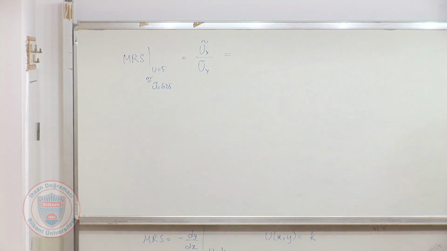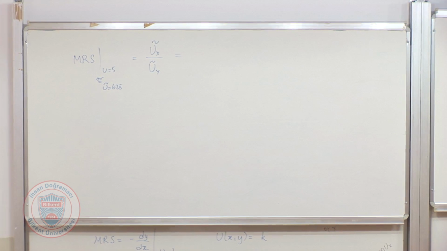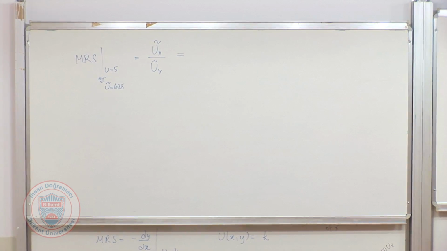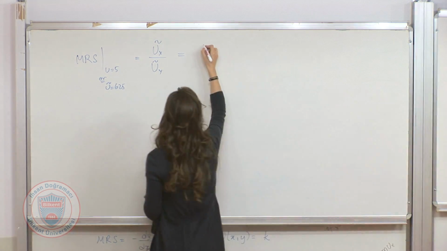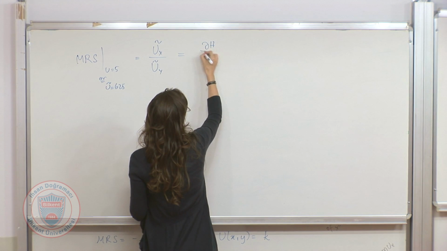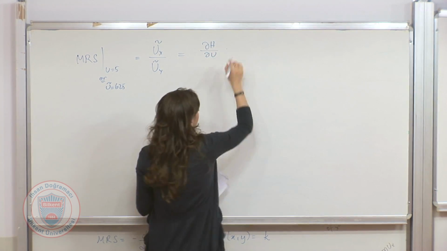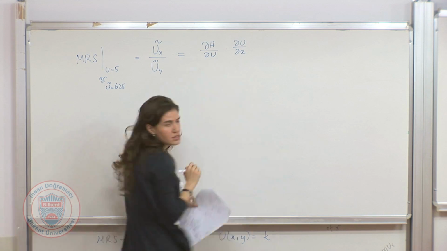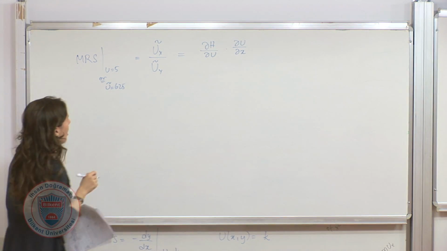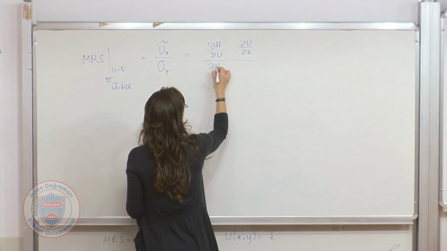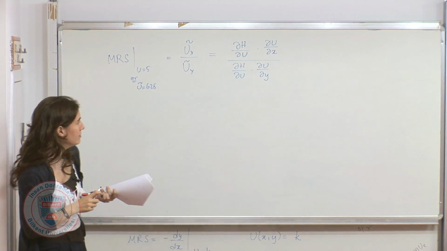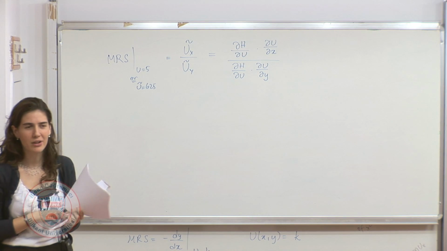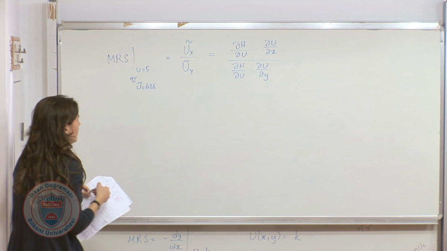If I want to take the partial derivative of this with respect to x, how can I write this? Considering that it's a function of u, how would you write it? It's going to be del h over del u times del u over del x. Is this correct? And let me do it here: del h over del u times del u over del y. Is it okay? Do we agree? Yes.